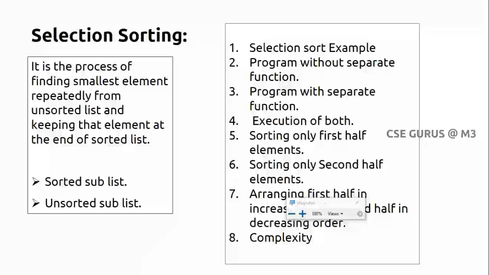The selection sort example is over, without a separate function. With a separate function, of course, I have shown you both executions. Now we have to see how only the first half of elements are to be sorted, and only the second half of elements are to be sorted. We'll see this one also. It is a very simple thing which we have to do.